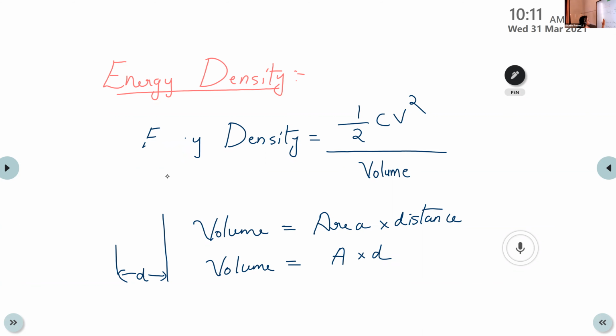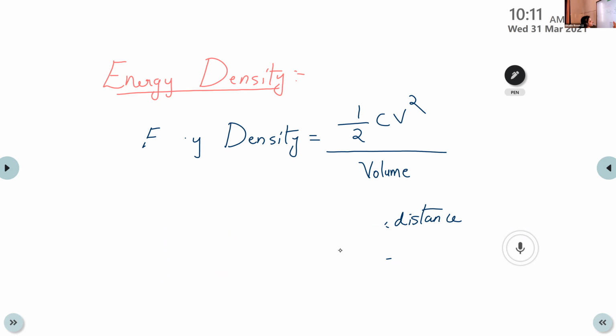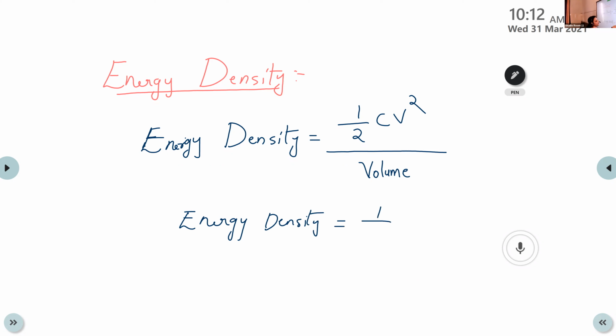So here we can substitute the value of volume into this equation. So the energy density becomes half CV square divided by, instead of volume, we know that volume is equal to AD, that is the area of cross section of the capacitor and the distance of separation between them.